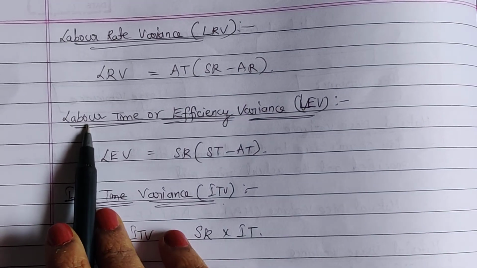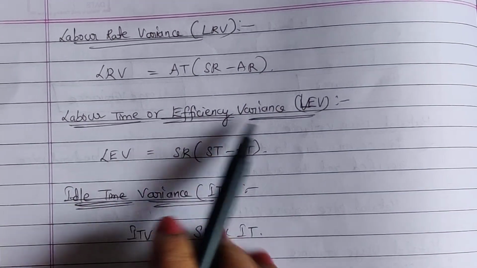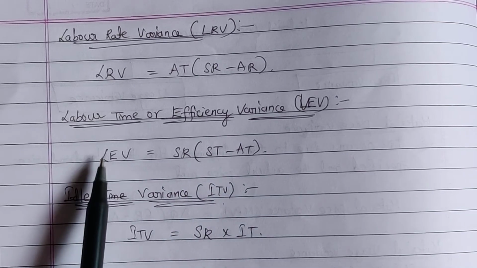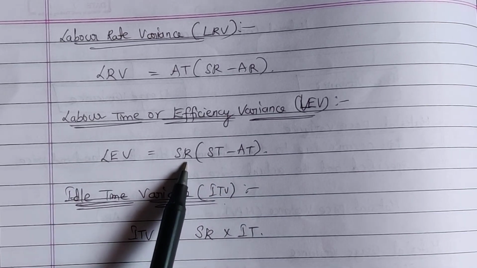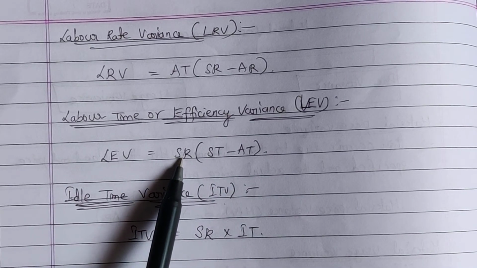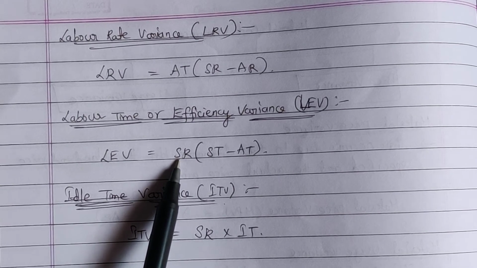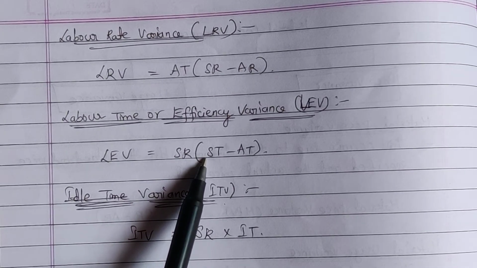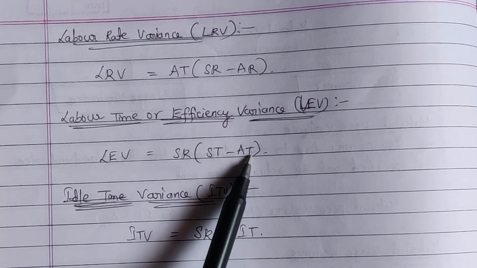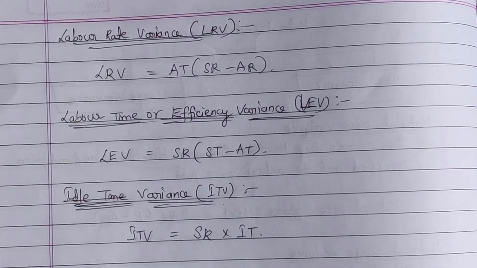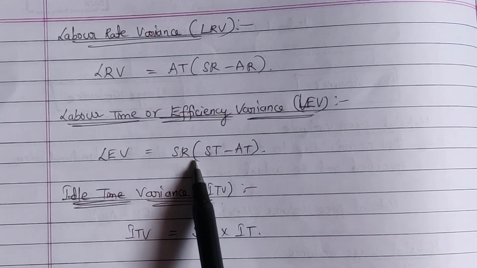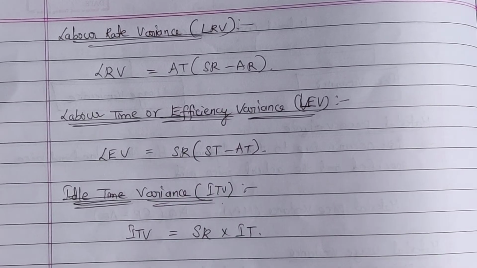The next one is labor time or efficiency variance. This is the formula: it is the difference between the standard labor hours and the actual labor hours. So we have the formula standard rate into ST minus AT.